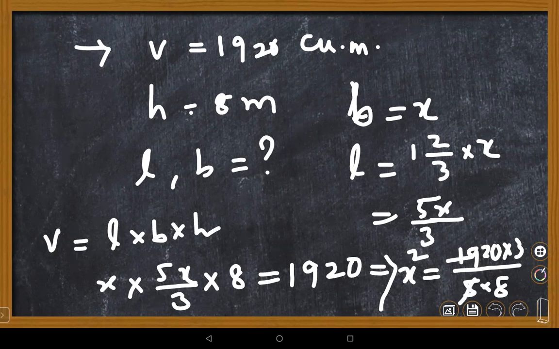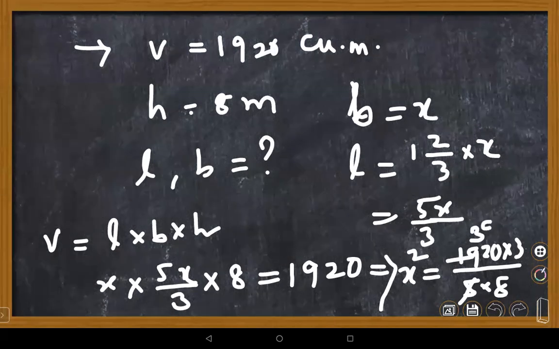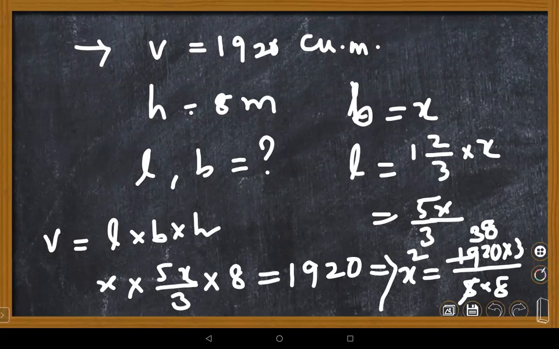5 ones are 5, 5 3s are 15. Ma'am, I got the answer. Is the answer breadth equals 12 and length equals 20? Very good. You just simplified everything. Correct. Breadth is 12 meters, as well as length is 5 by 3 into x, where x is breadth. So 5 by 3 into 12 you are getting. Please simplify this part, children.